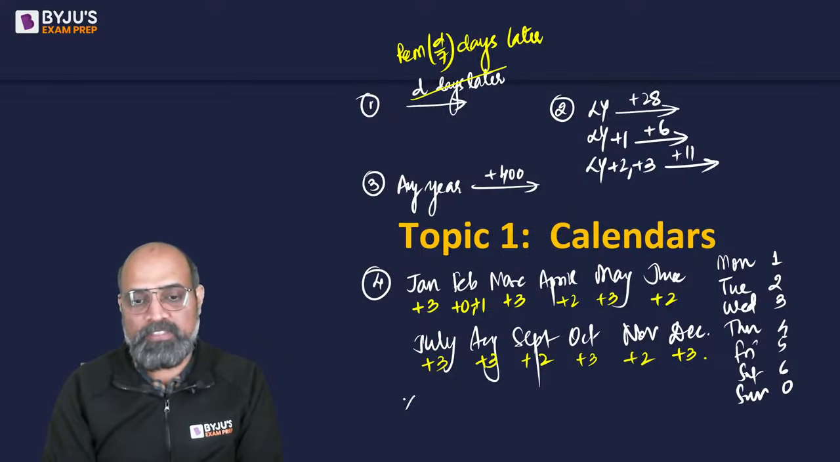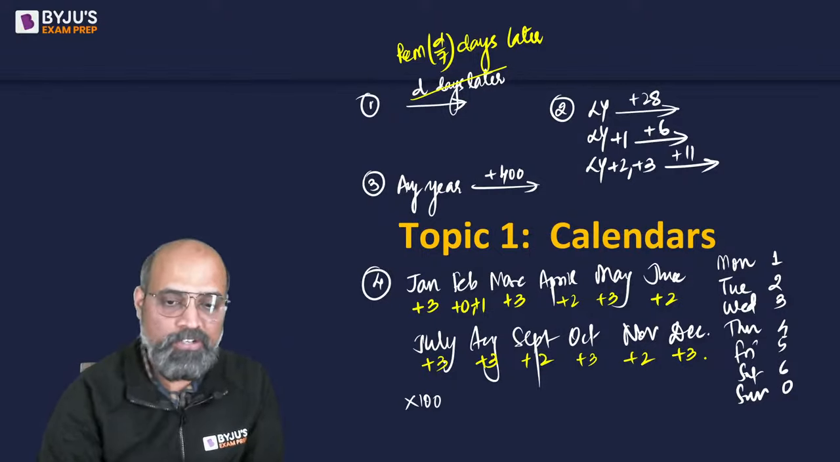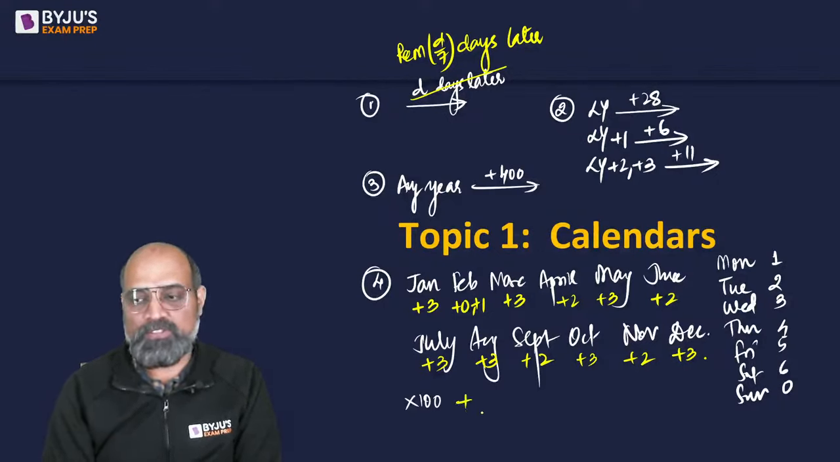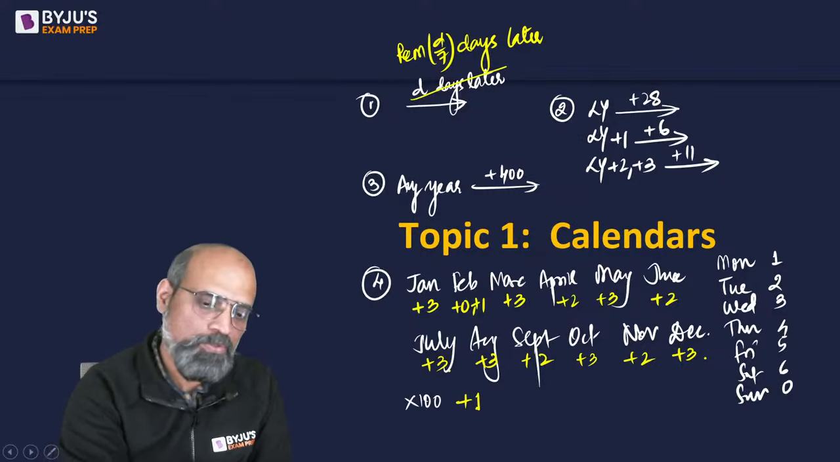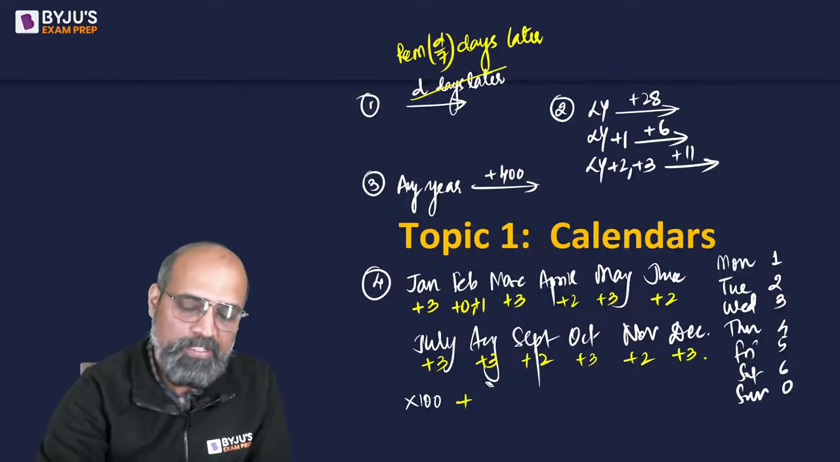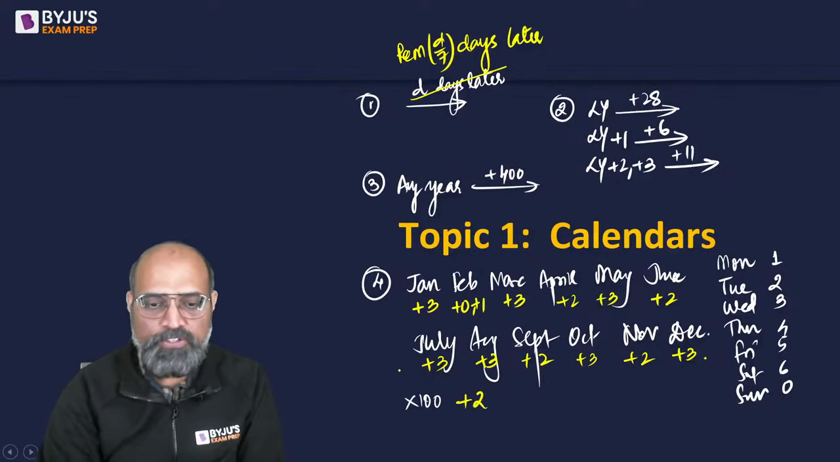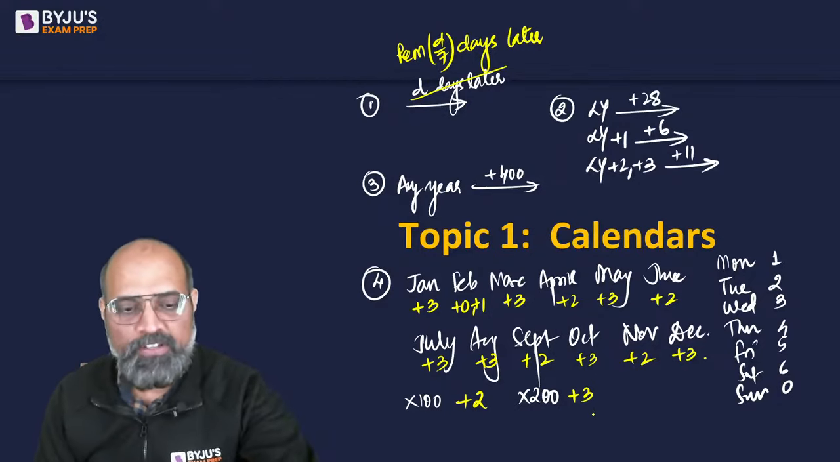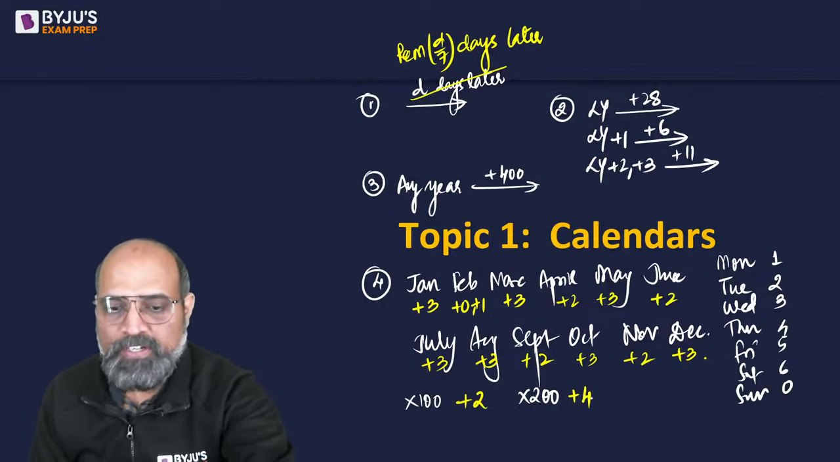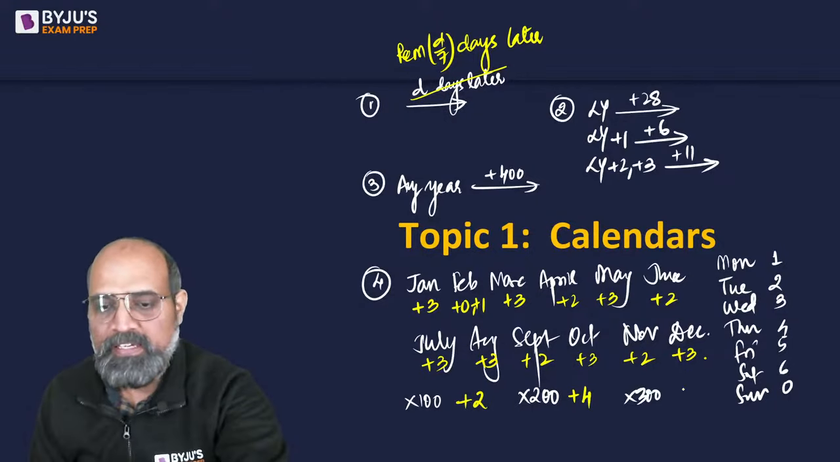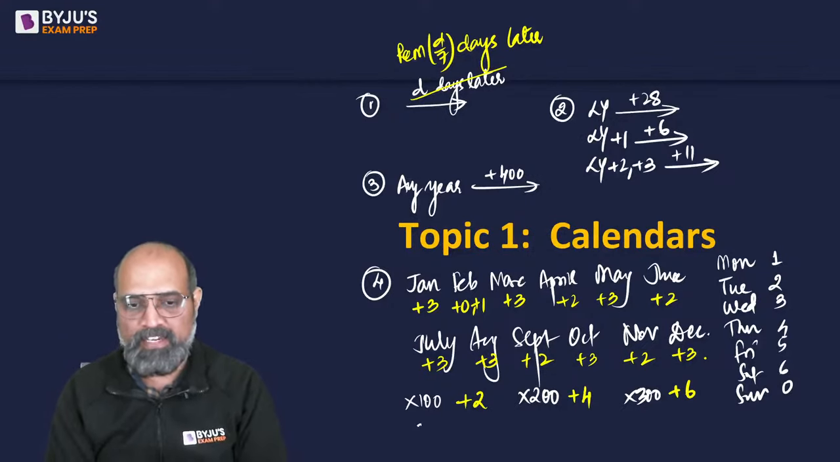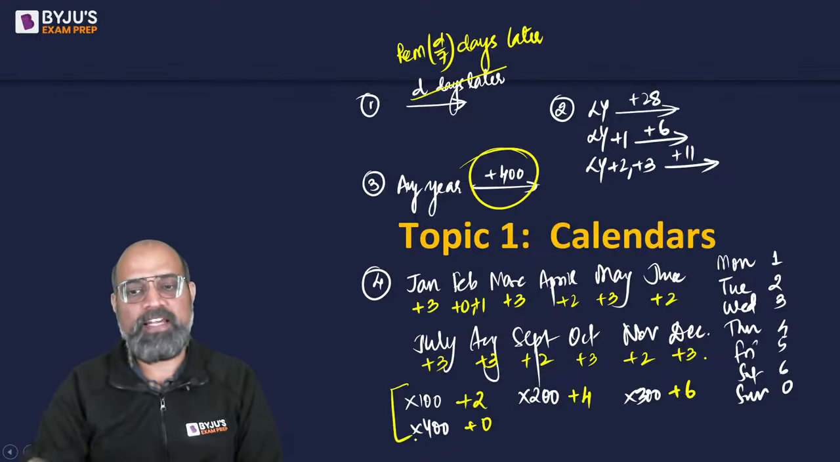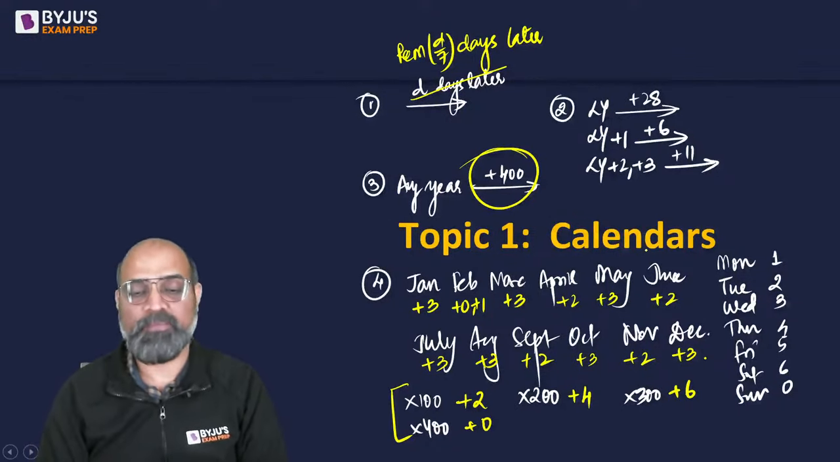And when it comes to years, a 100-year multiple should have an extra or odd day. For 100, it's going to be 5. For 200, it should be 3. For 300, it should be 1. And for 400, like I have already told you, it's going to be 0, so no extra days. The ones that I have written in yellow mean the extra days or the odd number of days.